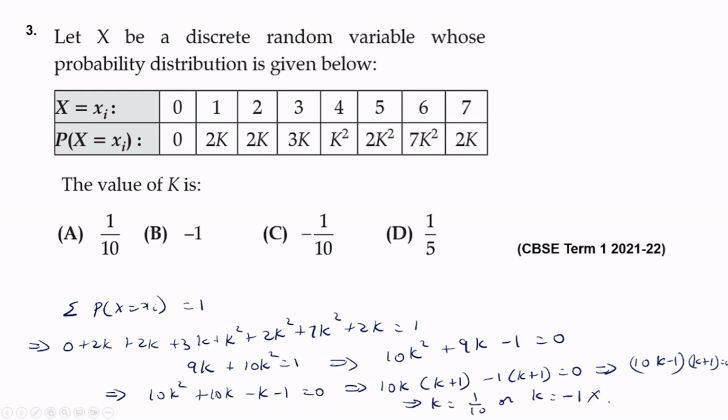Now k equal to minus 1 is not possible, because then we will have negative probability, which is not possible. Therefore k equal to 1 by 10. The value of k is 1 by 10. The correct option is option A.